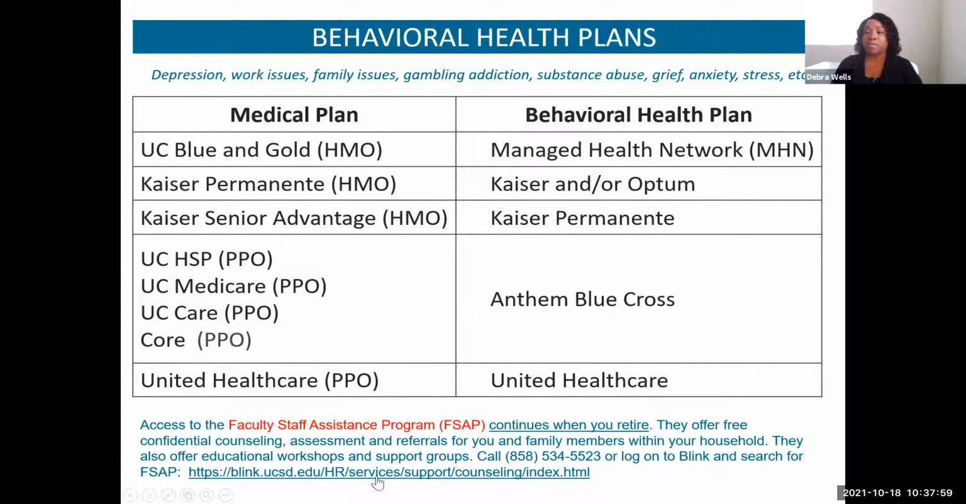One thing that I also like to mention is that as a retiree, when you're retired, you still have access to FSAP, Faculty Staff Assistance Program. It will continue. It's free confidential counseling and assessment. All you have to do is contact FSAP at this number or at this link. And FSAP for retirees is available no matter if you retired from campus or health, the medical center. FSAP is available to you.